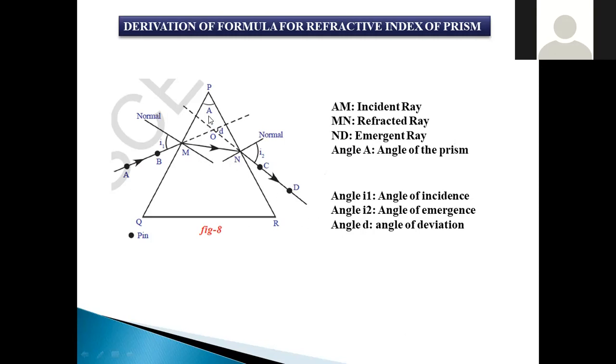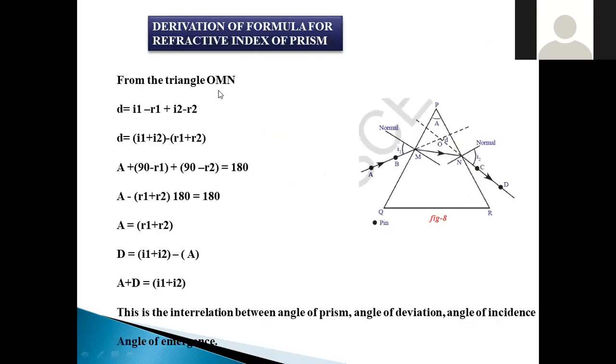And the angle A, what is angle A? The angle generated between PQ and PR is known as the angle of prism. So this is about some of the parameters associated with this prism, right? Now let us derive the equation for refractive index.